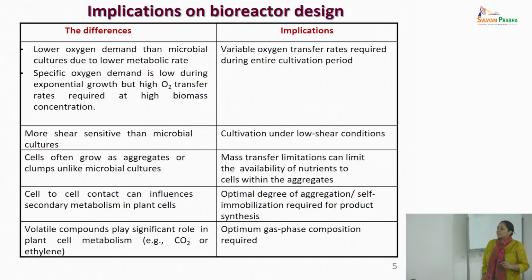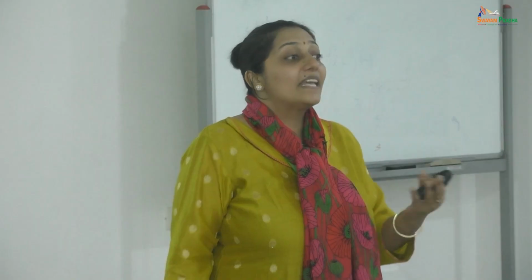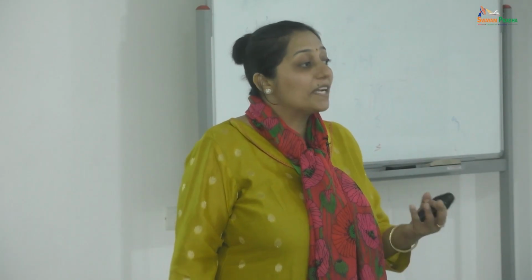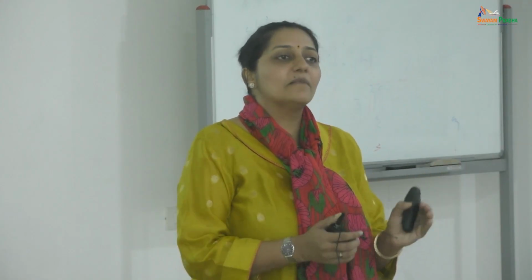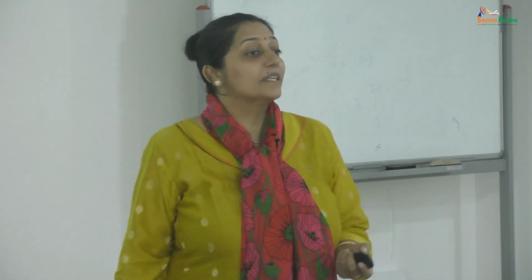Cell-to-cell contact can influence secondary metabolism in plant cells. Now, I have been talking about scalability in reactors. So the cells have to be as homogeneous as possible. Otherwise, there will be scale-up limitations, mass transfer limitations, mixing limitations. But at the same time, I know that the more homogeneous they become, I may have a compromise in secondary metabolism, because there might be a need to have some appreciable amount of cell aggregation. So that has to be kept in mind.